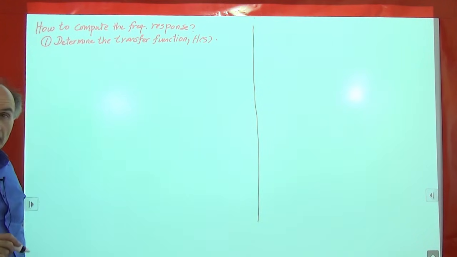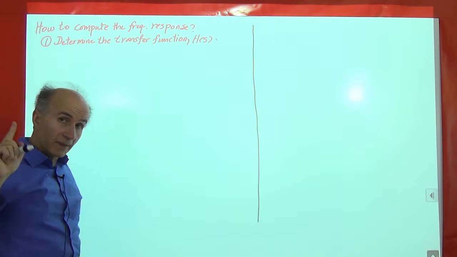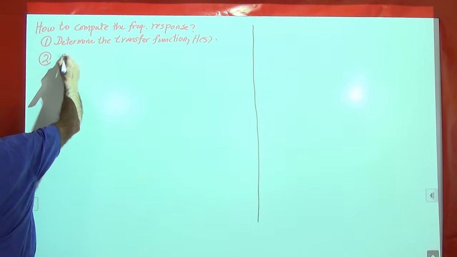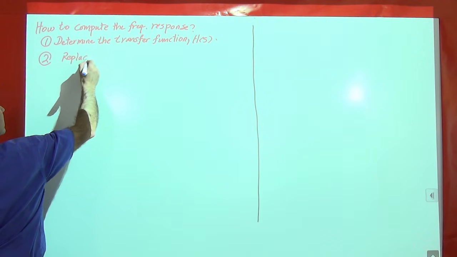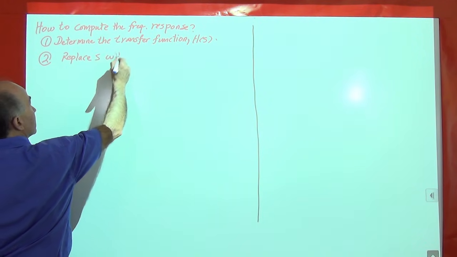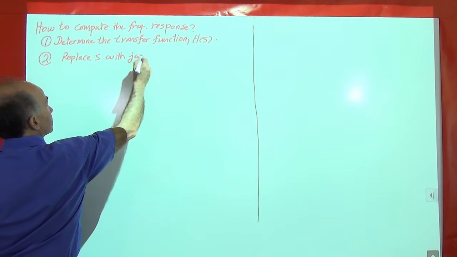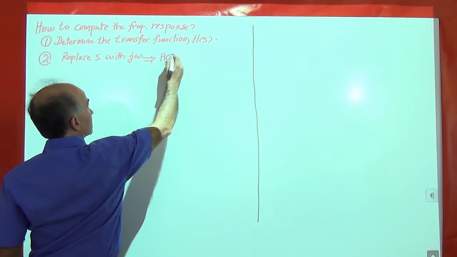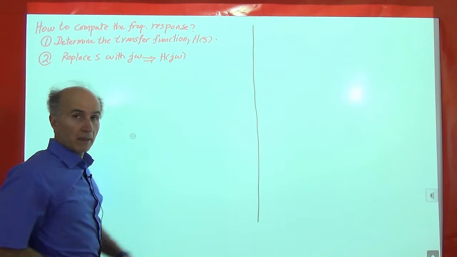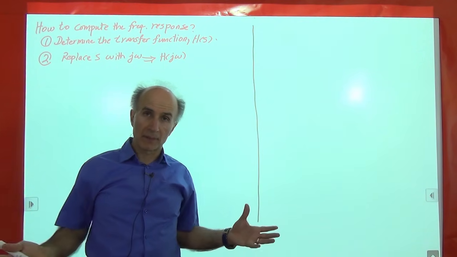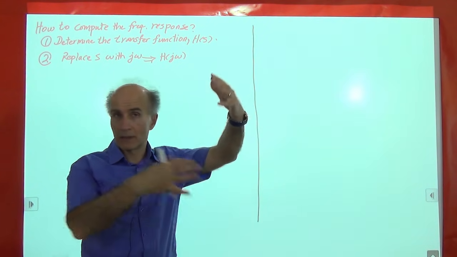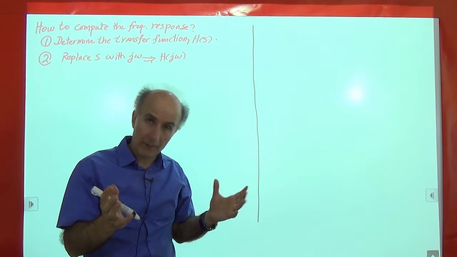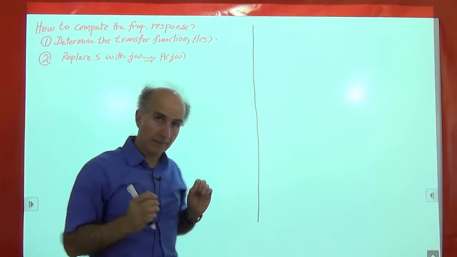All right. In the next step, we are assuming that the input is a sinusoid for calculating the frequency response. So replace S with j omega. All right, so now we have H of j omega. And this H of j omega is one giant complex number, right? You may have a numerator, a denominator, lots of stuff, but at the end, the denominator is a complex number, the numerator is a complex number.